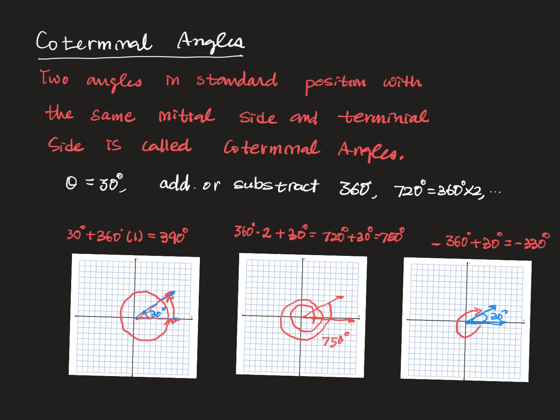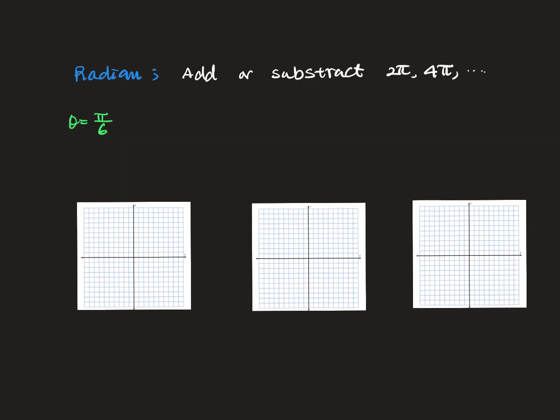Another thing to remember is that there are many coterminal angles. Let's practice with radians this time. In radians, one revolution is 2 pi. Here is two revolutions. Also, for a negative angle you have to subtract. Let's sketch theta equals pi over 6. Here is pi over 6.